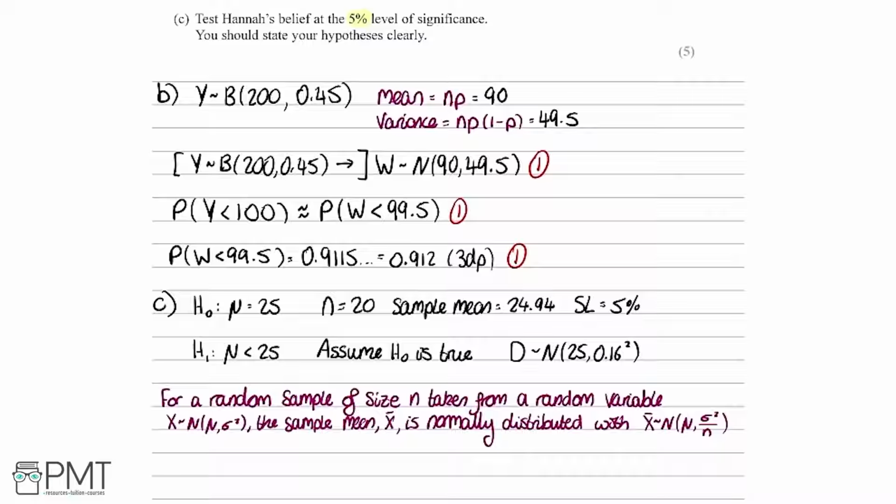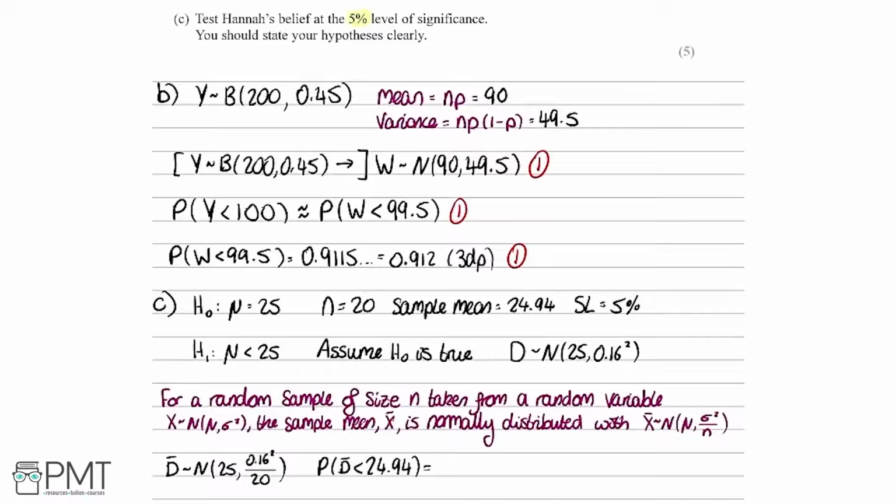Doing that in our case, because we use the random variable D, the sample mean is going to be normally distributed, and we're still going to have 25 as our mean. For the second parameter, we're going to have 0.16 squared, all divided by our n, which is 20. So now, using this, we're going to say the probability of D bar being less than the sample mean, 24.94, and we can work that out on our calculator using these values.